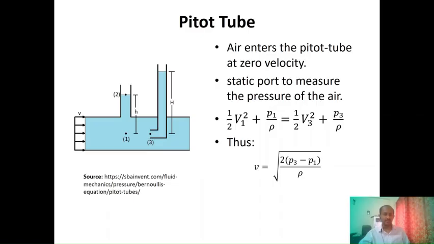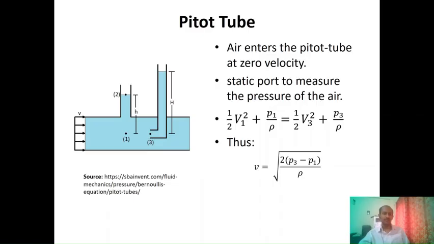At point 1, there is a static port, and at point 3, there is a pitot tube attached. The points 1 and 3 are along a streamline. So, we can apply Bernoulli's theorem along points 1 and 3. Applying at point 3, the velocity is 0 because the pitot tube has a very narrow cross section at point 3.